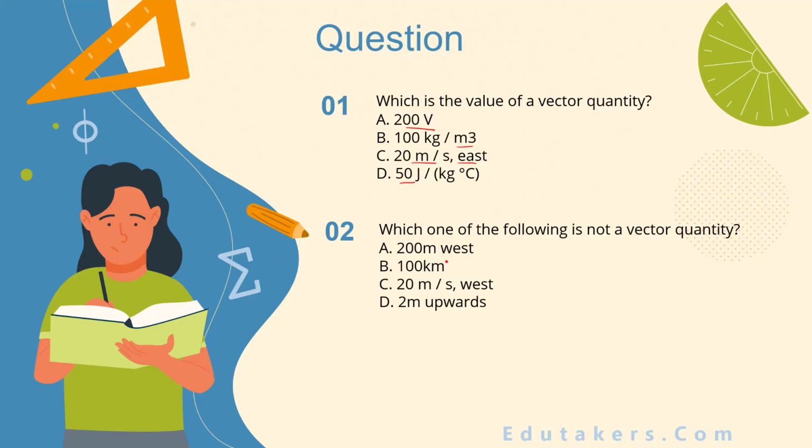Question number 2. Which one of the following is not a vector quantity? Meaning, which is a scalar quantity? Option A, 200 meter west. B, 100 kilometer. C, 20 meter per second west. D, 2 meter upwards. So which one of the following is the scalar quantity?